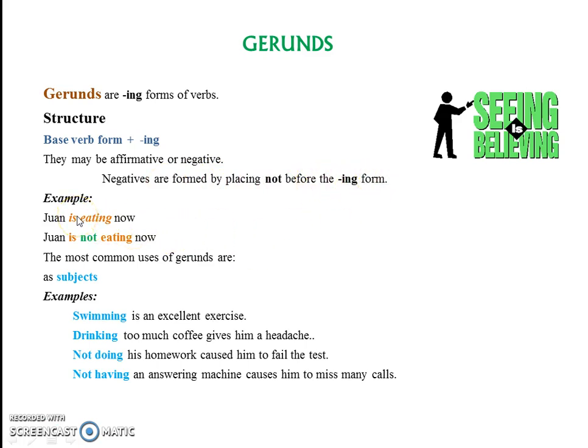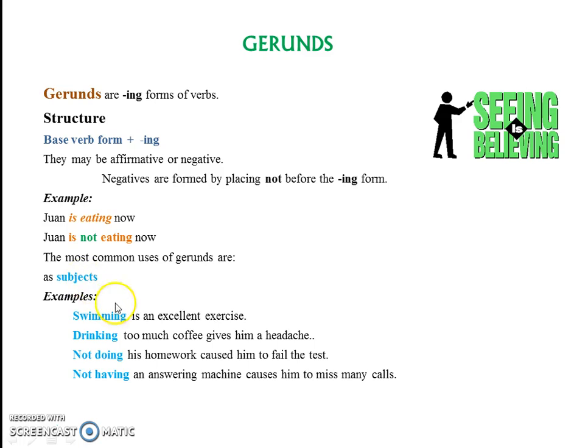Here we have some examples. This is an affirmative: Juan is eating now. This is a negative: Juan is not eating now. Not before the ing form. And next, we are going to see the most common uses of gerunds.